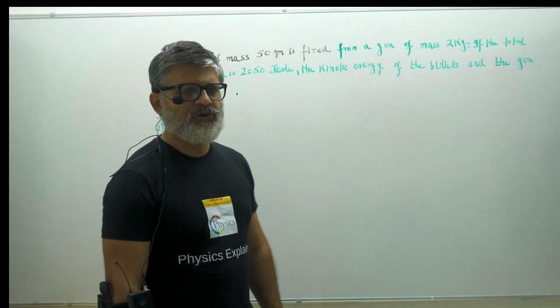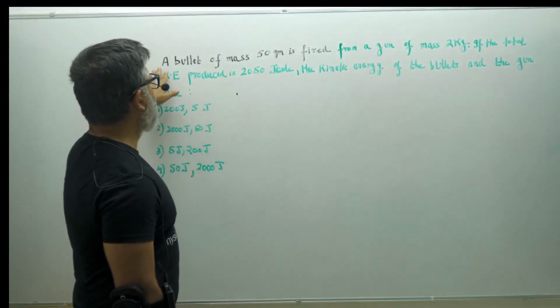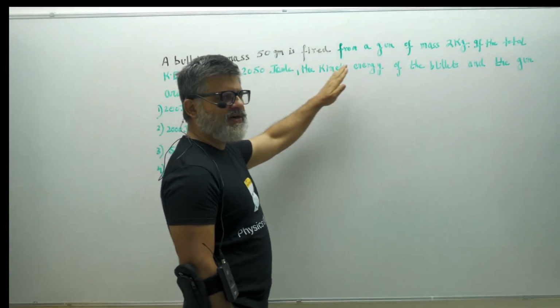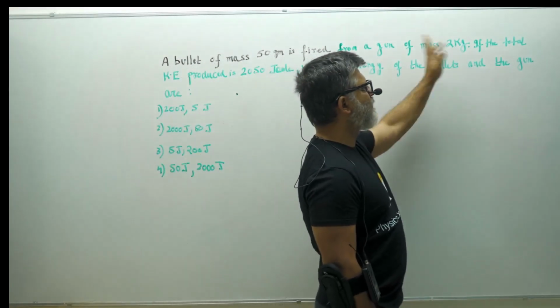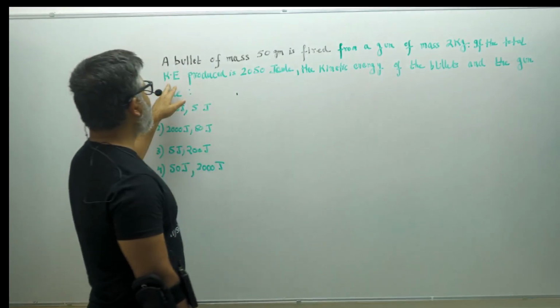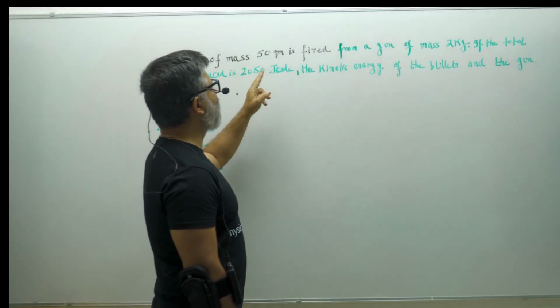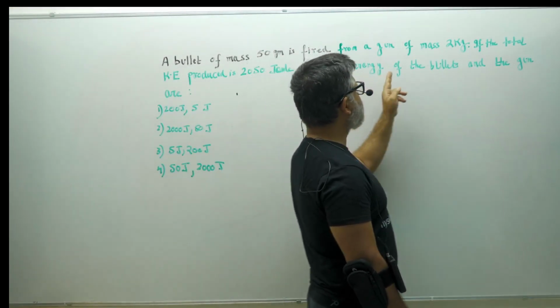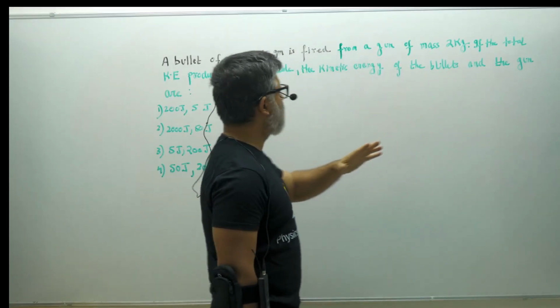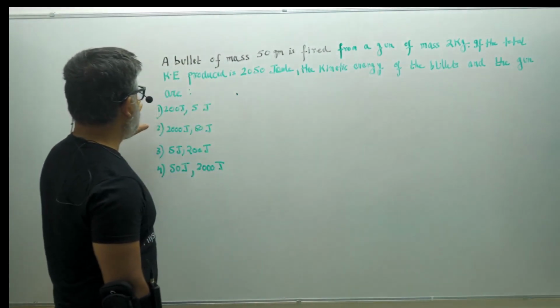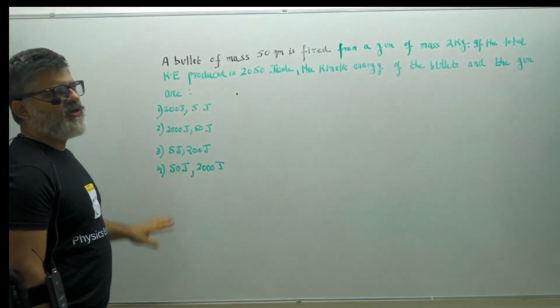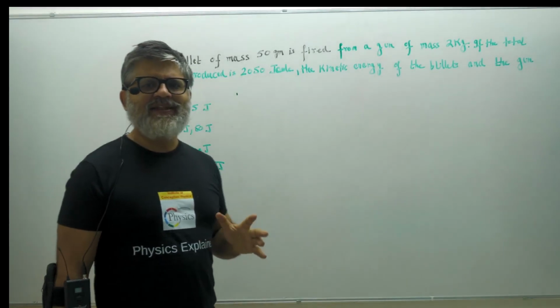Okay, let's read the question first. A bullet of mass 50 gram is fired from a gun of 2 kilograms. If the total kinetic energy produced is 2050 joules, the kinetic energy of the bullet and the gun are, there are 4 choices. Okay. So before we start writing the values, what is our aim?